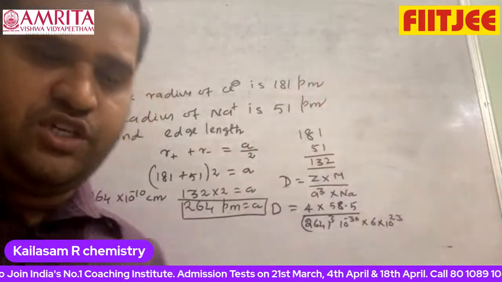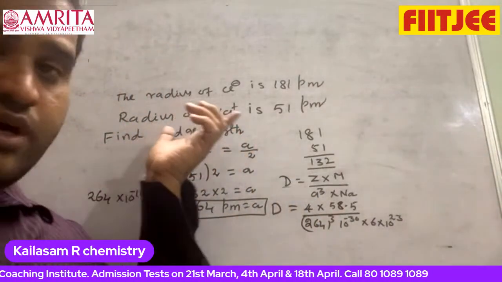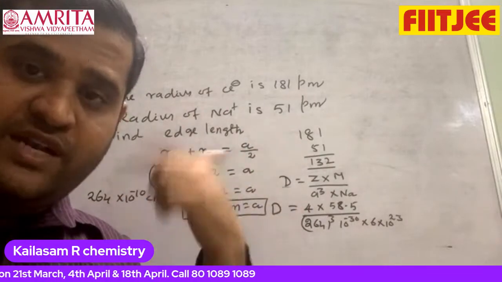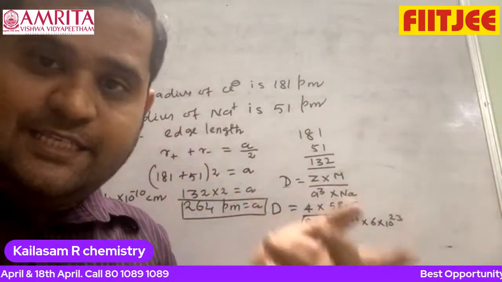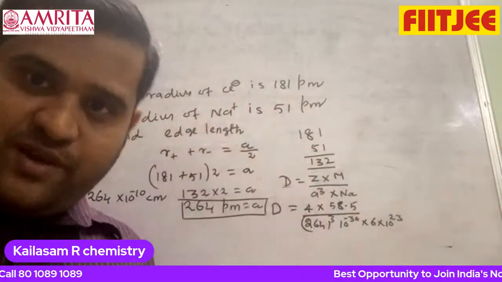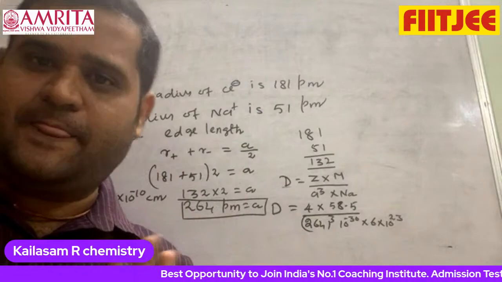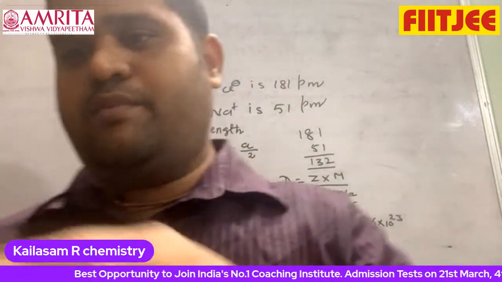Now look at this. The logic of the question is what? They may ask you to find the edge length, but with the information given, sometimes they may ask you to find out density. They never provide the edge length. So edge length you want to find out, and from the edge length you want to find the density of the NaCl crystal. This is what they may ask you about that.